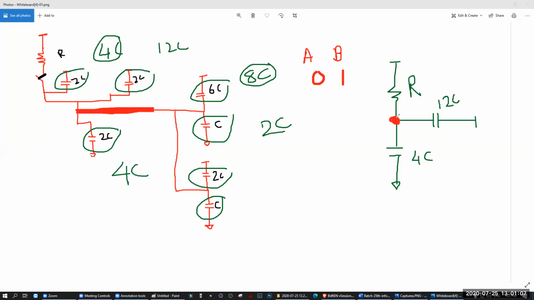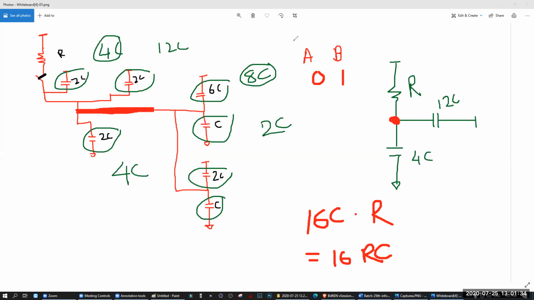Middle one. So at this point, you will find the rise delay. So here you have 12C and 4C. They are neither parallel nor series, so you will consider them parallel. So they become 16C, into R. Now your rise delay is 16 RC. That's it. Understand everyone?